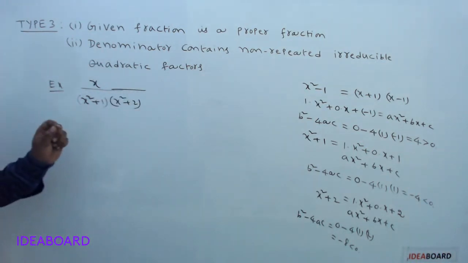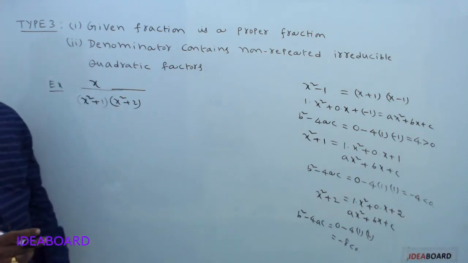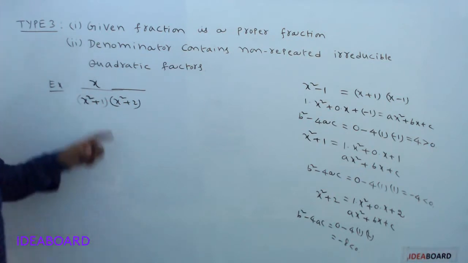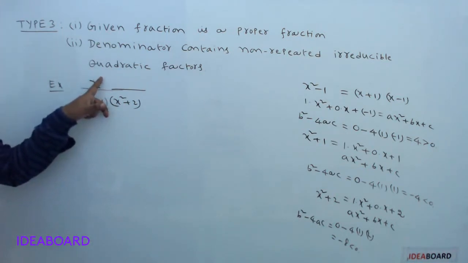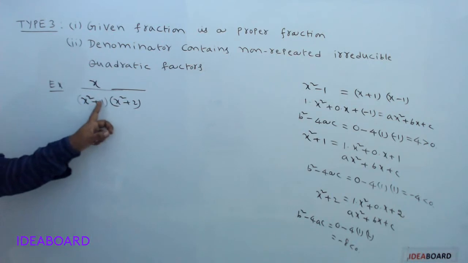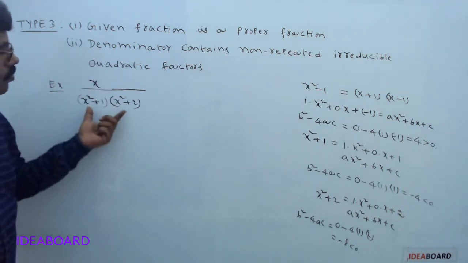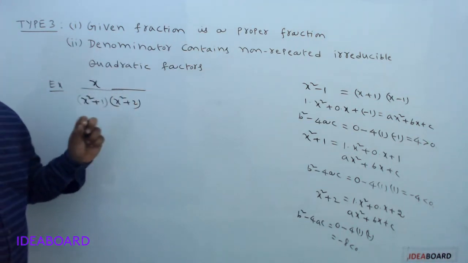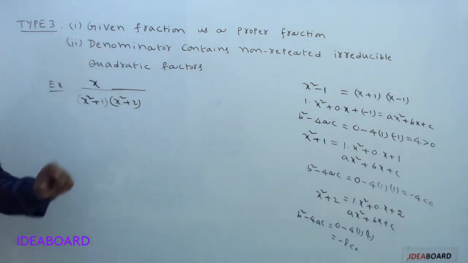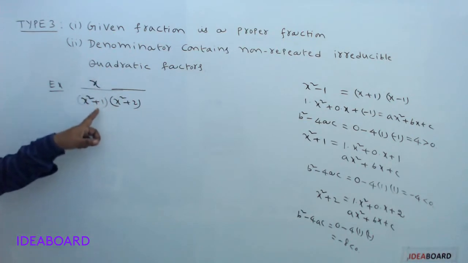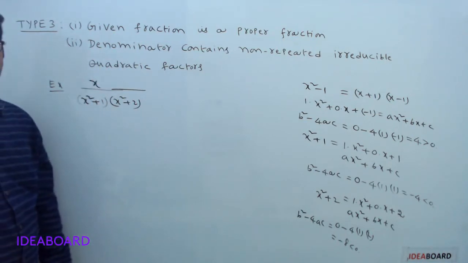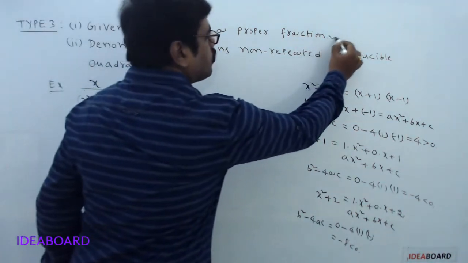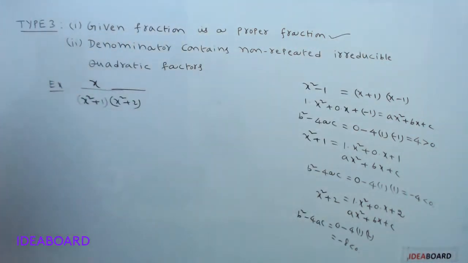Now, first you have to verify whether this rational fraction belongs to type 3 or not. Degree of numerator is 1. By multiplying these two factors, you get a biquadratic polynomial, which means the degree of denominator is 4. So clearly the degree of numerator is less than the degree of denominator, so it is a proper fraction. So condition number 1 is satisfied.